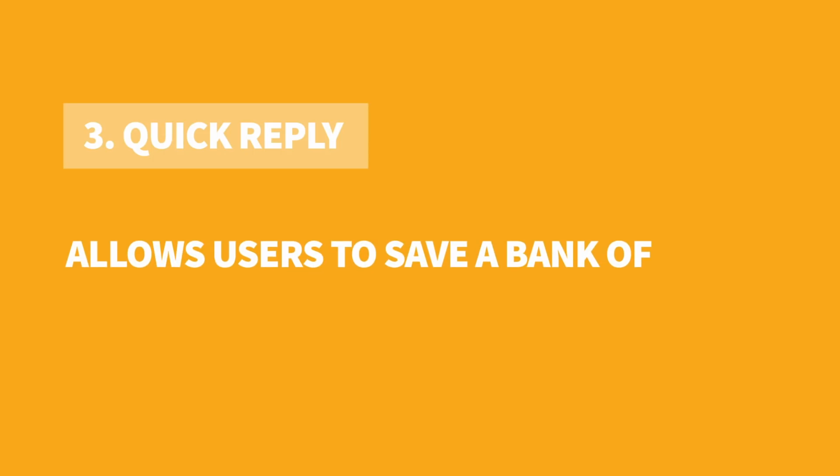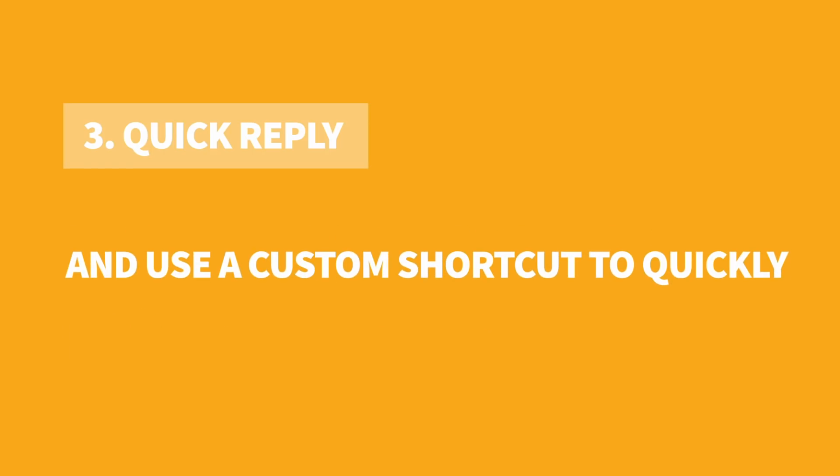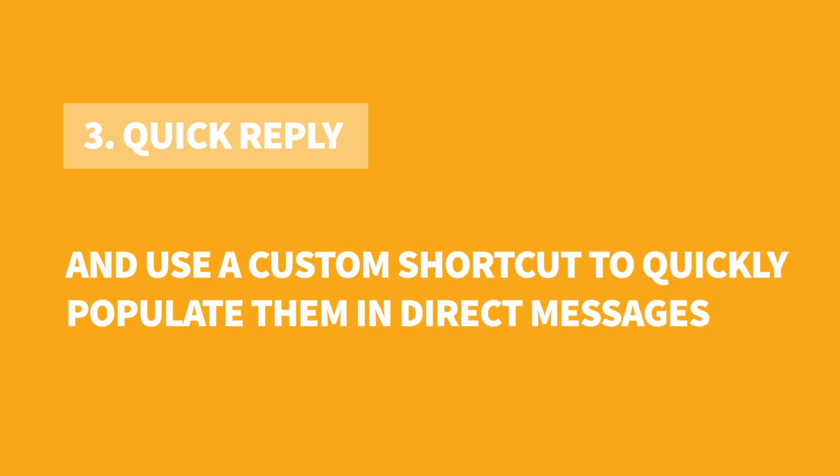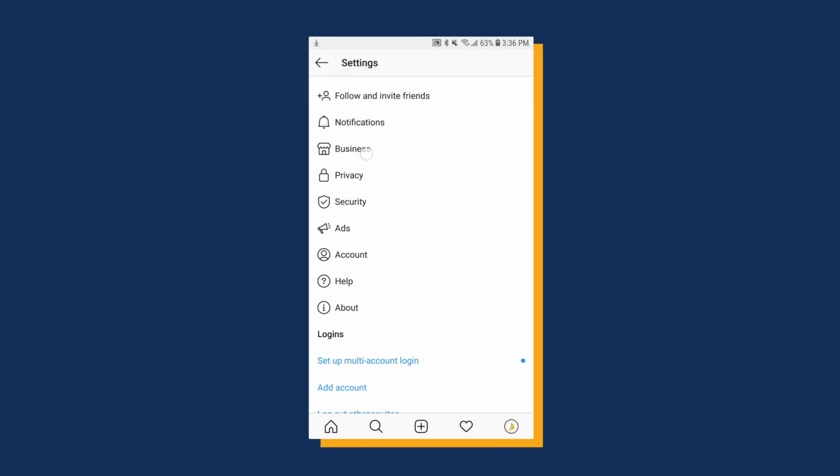Another handy feature for business accounts is Quick Reply, which allows users to save a bank of responses to the questions they receive most often and use a custom shortcut to quickly populate them in direct messages. To set up a Quick Reply, go to Settings, Business, Quick Replies.